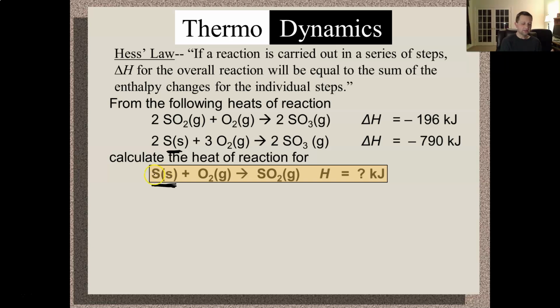Okay, it's on the reactant side in the highlighted equation. It's on the reactant side in equation number 2 here. But it's too big. So what I need to do is multiply this whole second equation, including the delta H value, by 1/2. Okay, that's going to give me the coefficient in front of sulfur that I need.